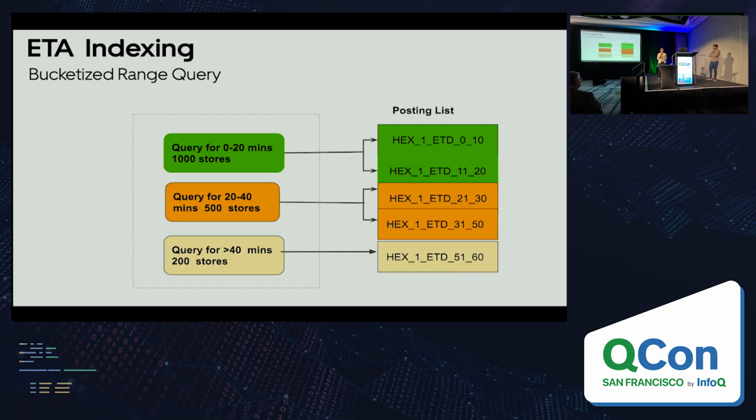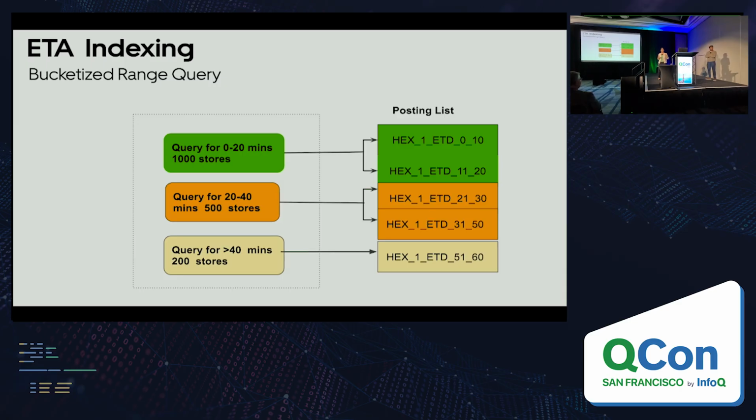So we dissected it by multiple of these time ranges: 0 to 10 minutes, 10 to 20 minutes, 20 to 30 and so on. And after we dissected it, we also said from this eater's location, let's say hexagon 1, what are the restaurants which are available in range 1, range 2, range 3 and so on, and we did that for every single hexagon available.